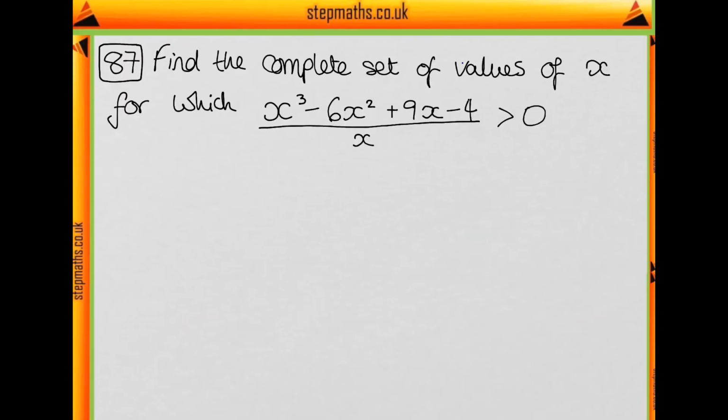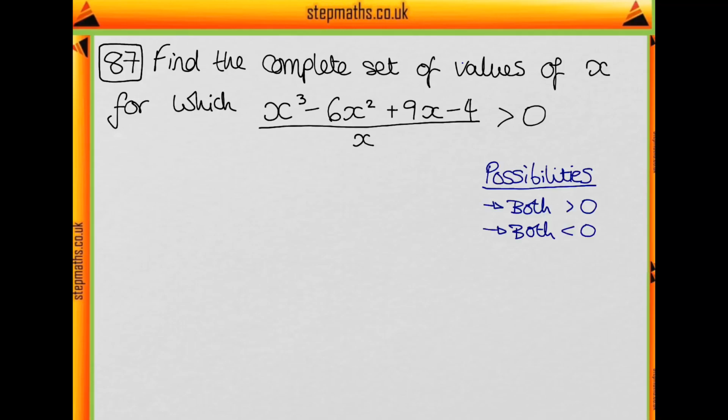This is question 87, and we want to find the complete set of values of x for which x cubed minus 6x squared plus 9x minus 4, over x, is greater than 0. Okay, so how are we going to do this? Well, there are two possibilities for when this thing is greater than 0.